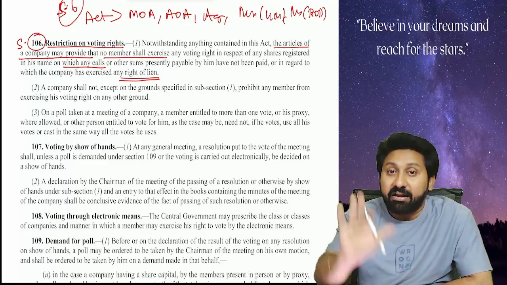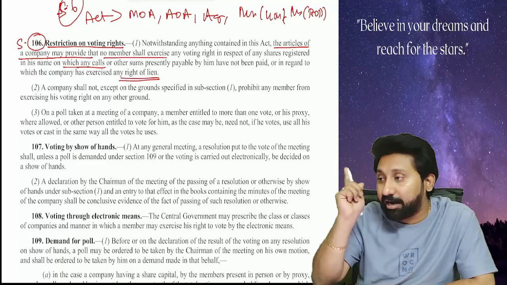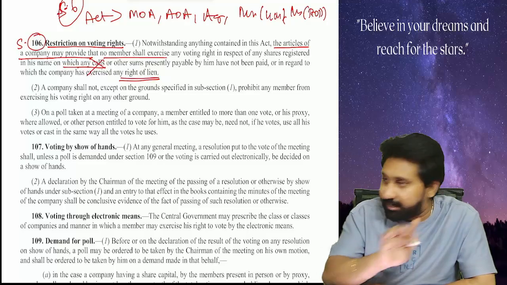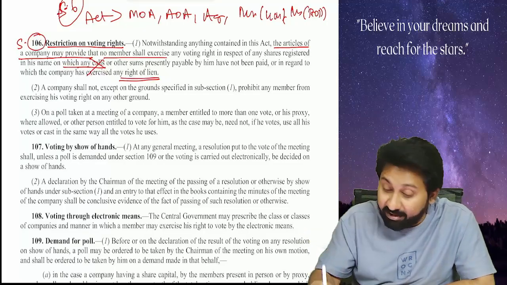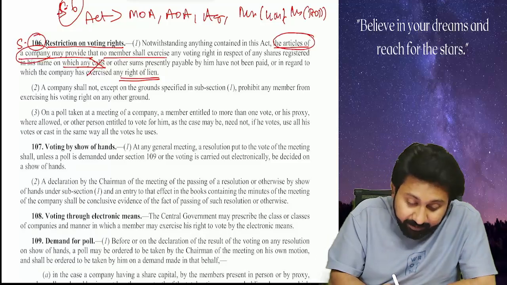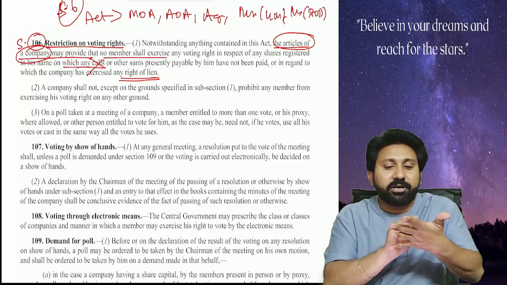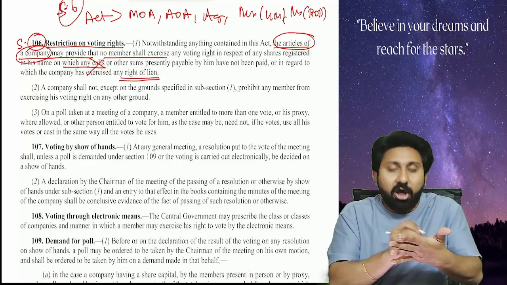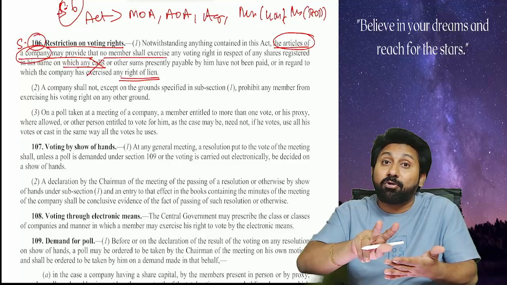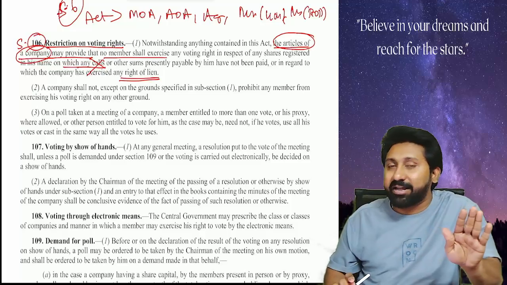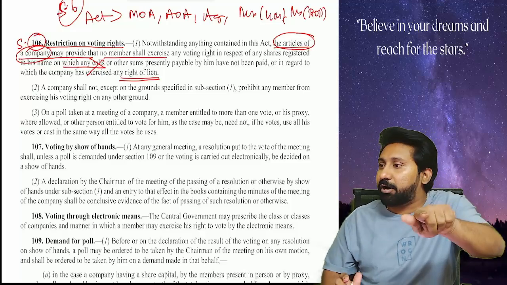A member will be restricted to vote in the general meeting if he does not pay the calls. If he does not pay the calls, he cannot vote in the general meeting, when the articles provide for it. So if the articles are not providing, that means in the articles you did not say that non-payment of calls can be a ground to restrict the voting rights, then you cannot restrict the voting rights of a member even though he did not pay the calls.